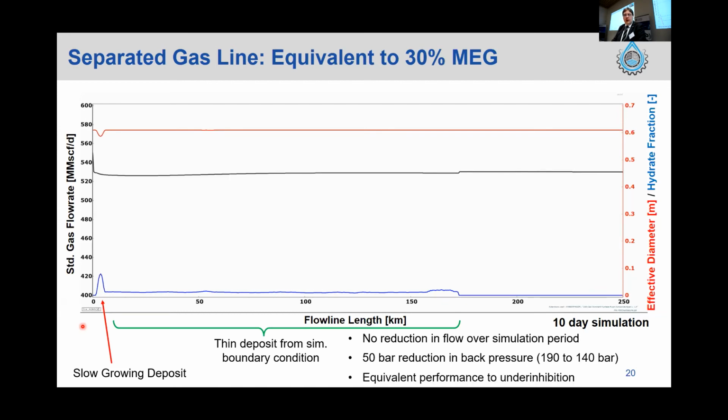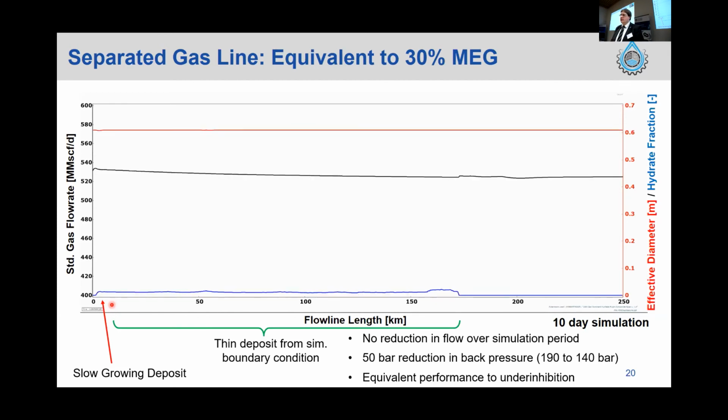And while it's not thermodynamically equivalent, you can say there's a performance equivalence between this system and a system which is underinhibited, in that you can look at how quickly this deposit is growing, and you can compare that to our underinhibited cases. So, this is quite a promising prediction for our gas line. Looks like we may be able to play with that and manage our hydrate quite nicely there.